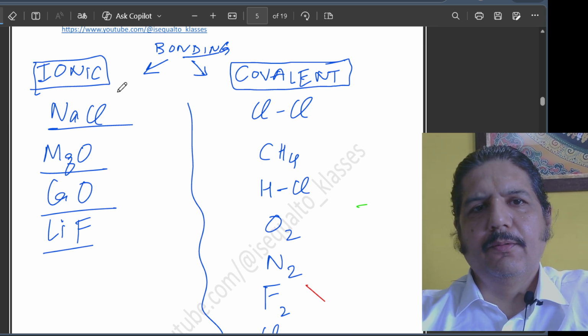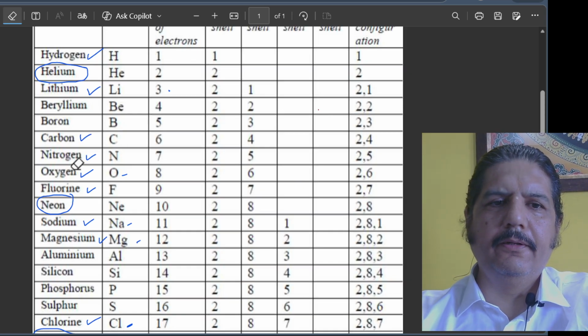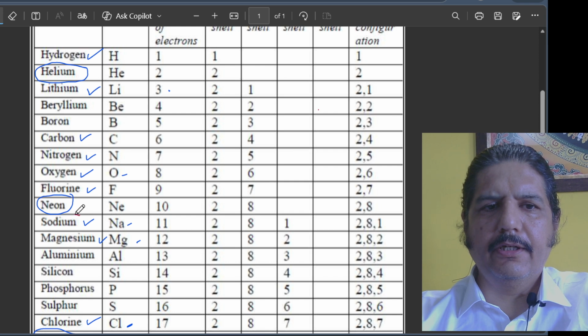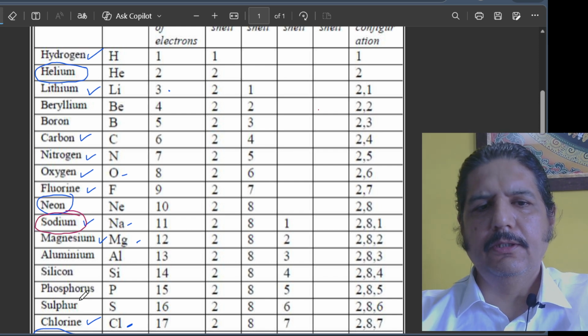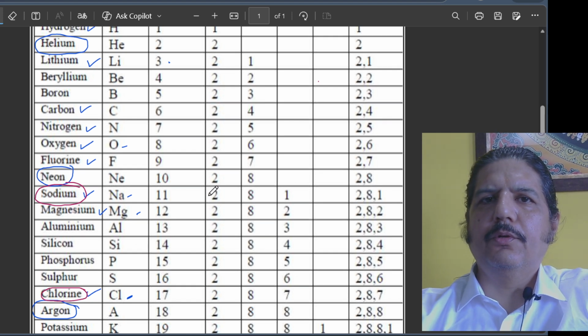So we'll start with the example of NaCl. Now, as we have discussed NaCl, the two elements are sodium and chlorine. Let us look at the configuration of sodium. This is sodium and this is chlorine. So let us look at the configuration of sodium and chlorine.